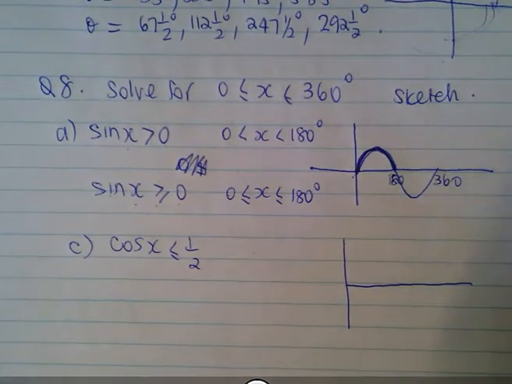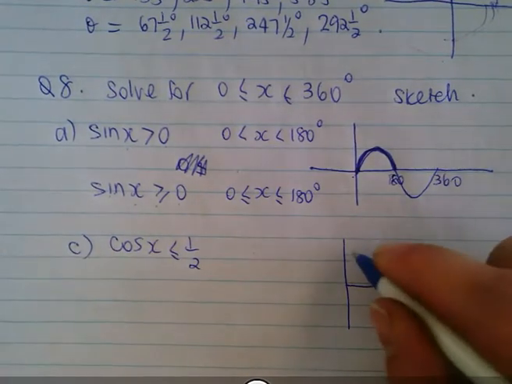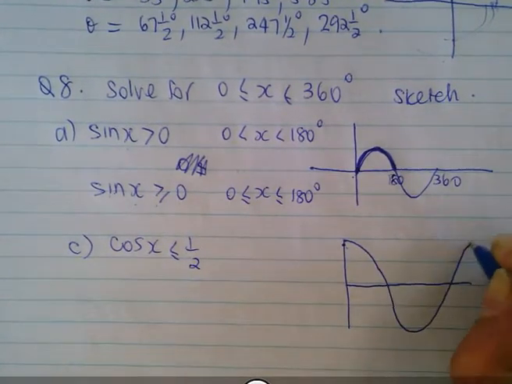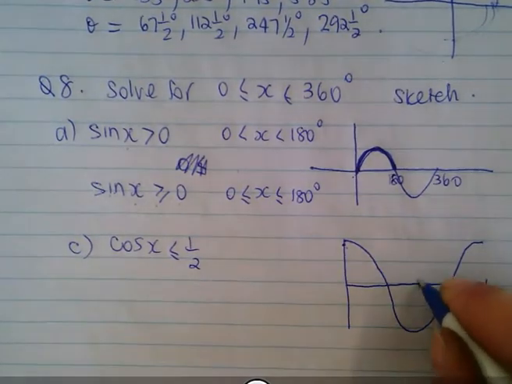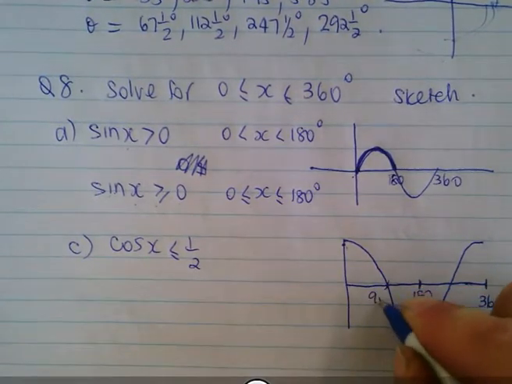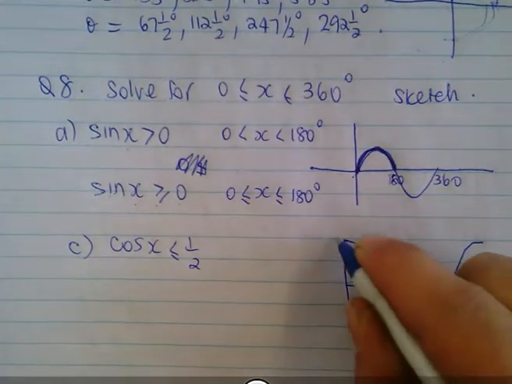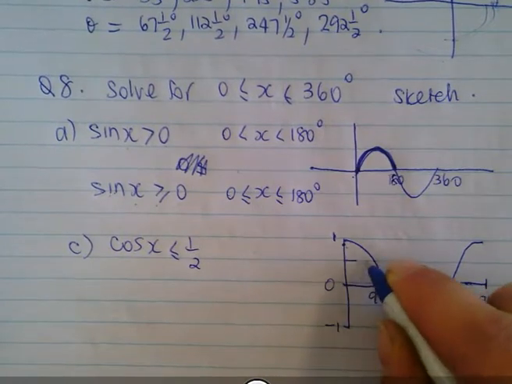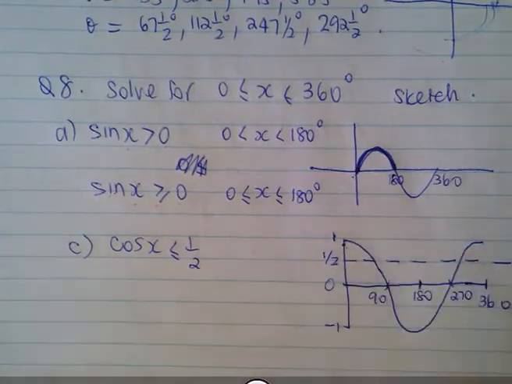Cos of 60 is a half. So this one, cos of x is less than or equal to a half. We do a quick sketch of cos, right? A quick one. And we know that's 360. We know that's 180. That's 90. That's 270. And half, see, this is 1 and this is -1, and that's 0. A half is here. That's where a half is.